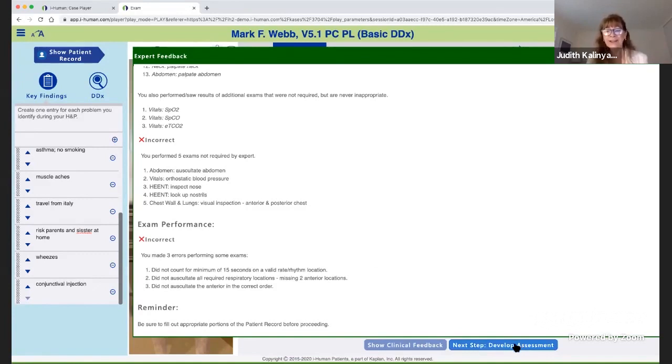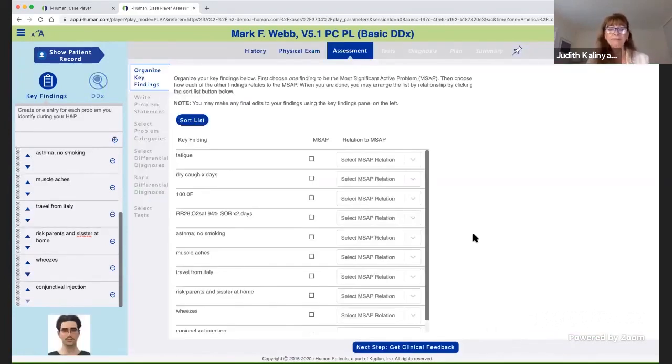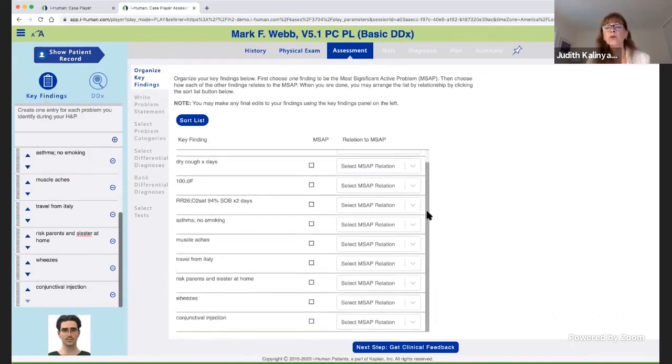Let's move on to developing an assessment. So here in the assessment, we have to decide what is the most significant active problem with this gentleman and how is everything else related to it. So while you're looking through that list, the reason we're doing that is we're trying to decide, is this a single acute process, two different acute processes, an acute process overlaying a chronic process? What's going on with all of those symptoms that we're looking at?